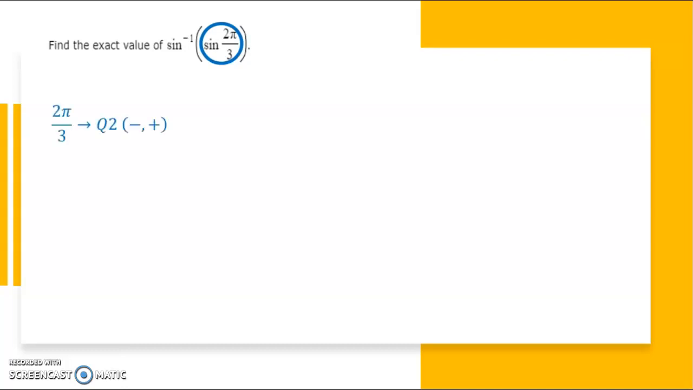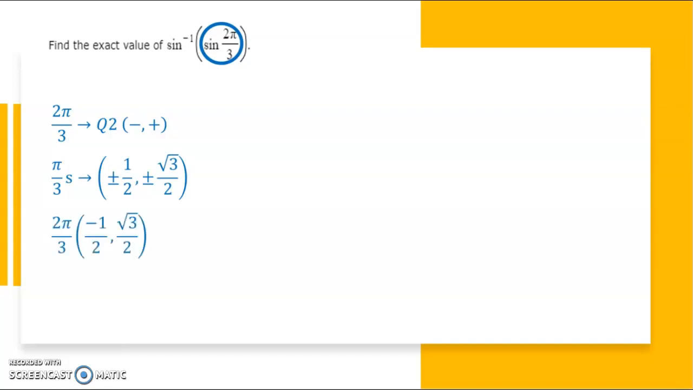2 pi over 3 is in the second quadrant, where signs are negative, positive. The over 3's have the ordered pair 1/2, root 3 over 2. So 2 pi over 3 would be negative 1/2, root 3 over 2. So the sine of 2 pi over 3 is root 3 over 2. Now we will replace the sine of 2 pi over 3 with our answer, the root 3 over 2.